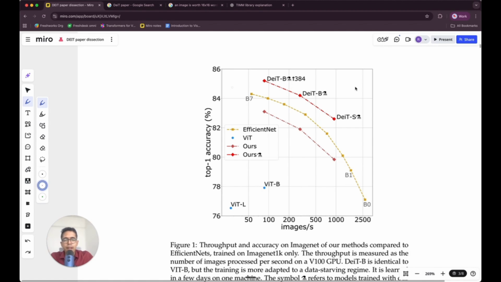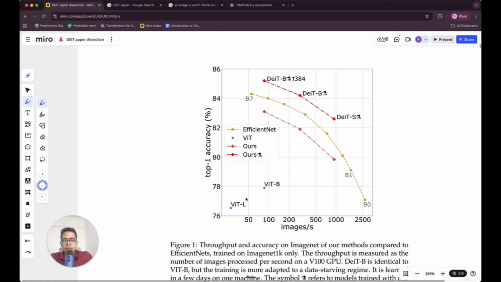So a very, very good model will be somewhere here, because this is the right end of the x-axis and the left, top end of the y-axis. So this means speed is high, accuracy is also high. The absolute worst models will be somewhere here. I'm sorry to see the vision transformer large model here, whose accuracy will be low and efficiency will also be low.